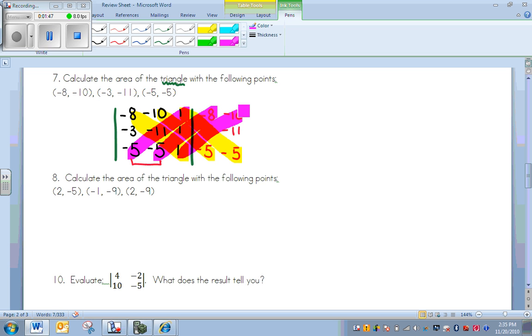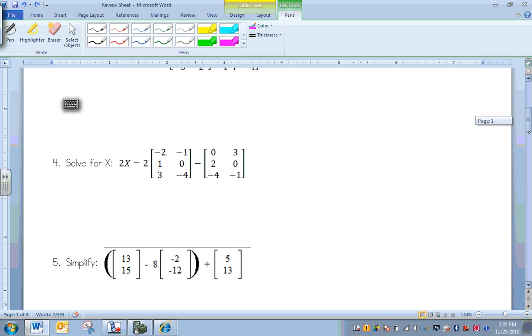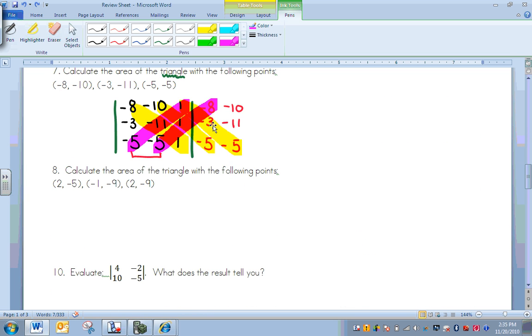Ooh, you can't see that. Let me get this out of here. Where'd it go? All right, well, you know what I mean. So you multiply them going one way, you multiply them going the other way. I'll just highlight the last one in blue. Okay, and then you subtract them. So I'm going to multiply all the yellow diagonals and then subtract all the pink diagonals.